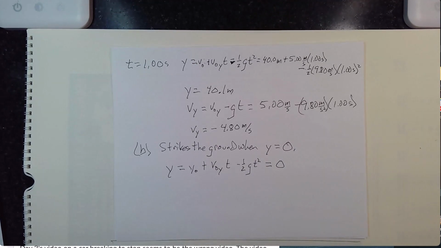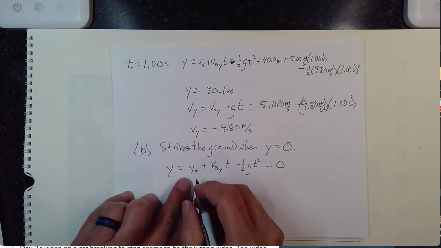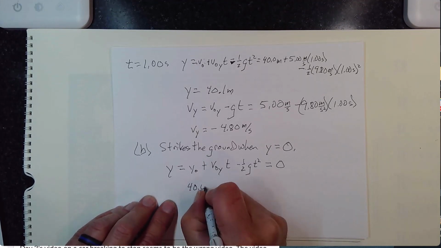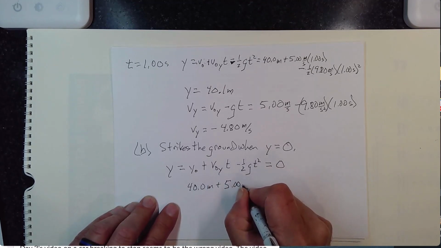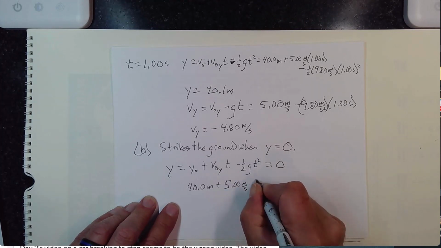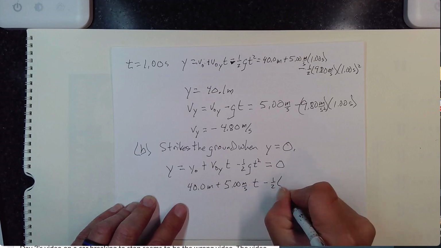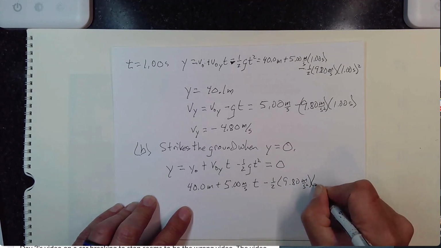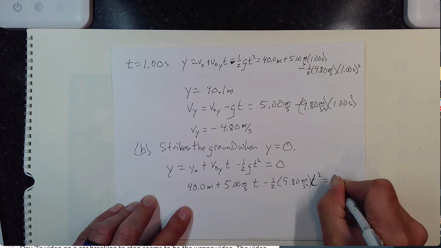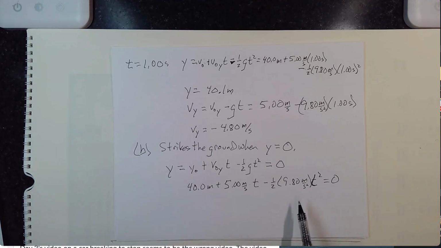So I'm going to have a quadratic equation here. I'll have y naught, which is 40.0 meters, plus v naught y, 5.00 meters per second, times t, minus 1/2 times 9.80 meters per second squared, times, well, it's just t squared, is equal to zero. That's a quadratic equation in t. Be a little bit careful about this thing, because usually when you have a quadratic equation in an algebra class, you have the t squared term first, and then the t term, and then the constant. I've got it written in reverse order.